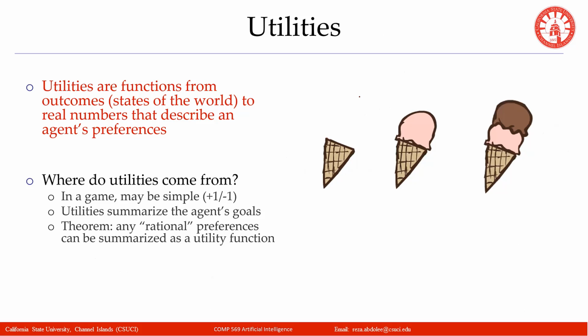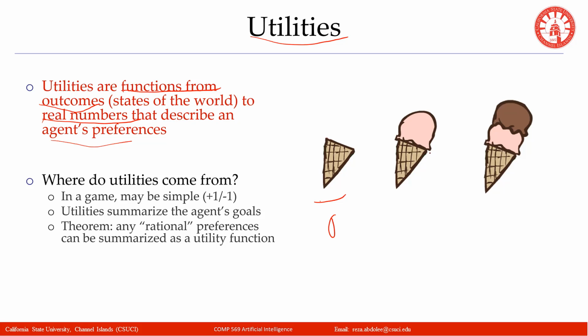All right, now that we know the importance of the utilities, let's have a formal definition of these utilities for this search game. Basically, utilities are a function from outcomes, which are states of the world, to real number values that describe an agent's preference. For example, here an agent could have an ice cream. The first one could be an ice cream cone, so you could assign a utility of 0 for this.